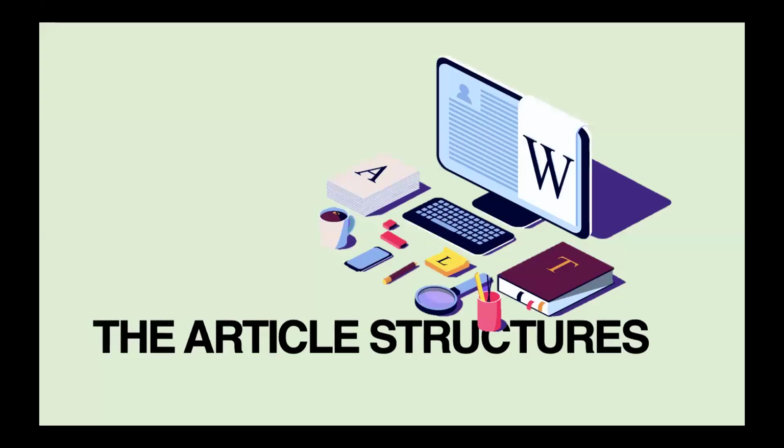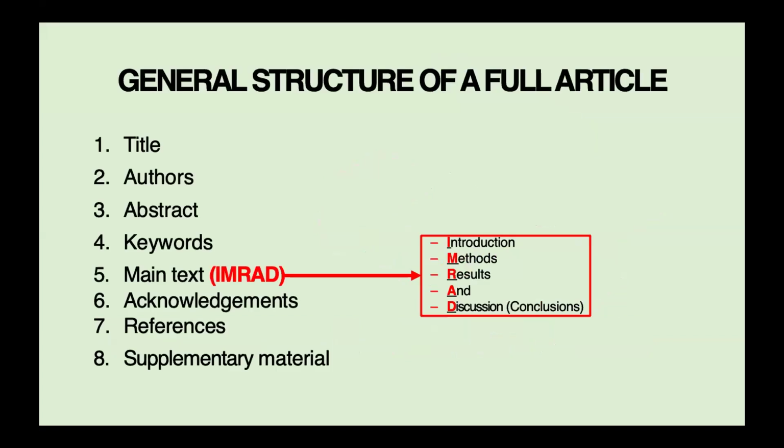Okay, so of course the structure of articles is just like a thesis, right? They have a title, authors, abstract, keywords, IMRAD: introduction, methods, results, and discussion, acknowledgement, references, and some of the articles have supplementary materials. All right.